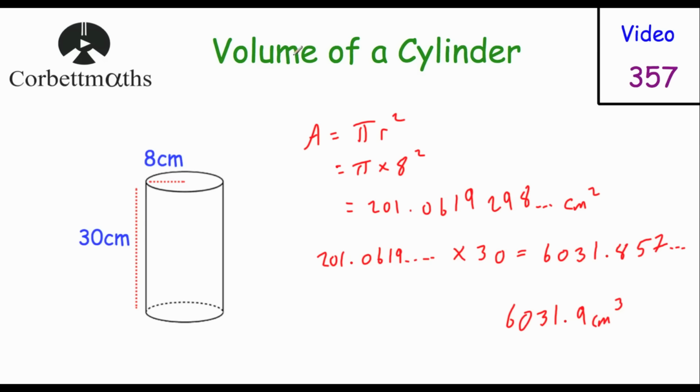And that's it. So that's how you find the volume of a cylinder. You get the area of the circle and multiply by how long or how tall it is.